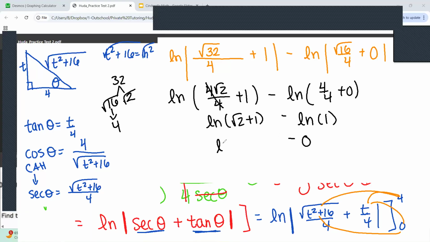And then this would just be, who cares about minus 0? That is your answer. Natural log of root 2 plus 1. You can drop the absolute value because that's positive, and natural log can only be positive. So that one's a mess. You had to have a lot of background knowledge, had to do a lot of the tinkering with the trig. I mean, it works, but it's a mess. Feel free to watch that one a couple times.